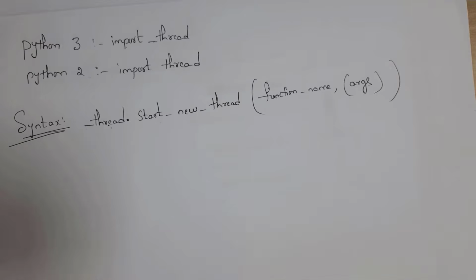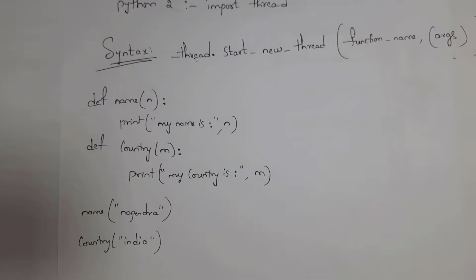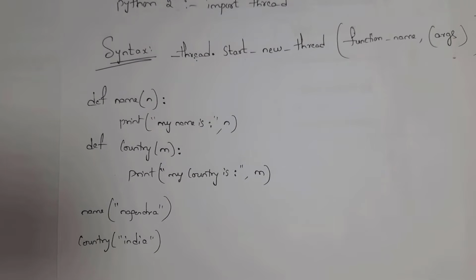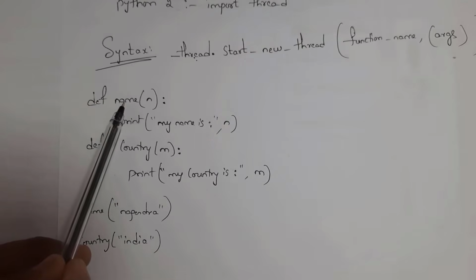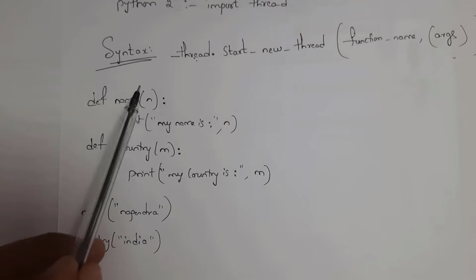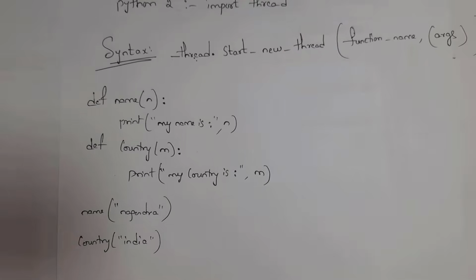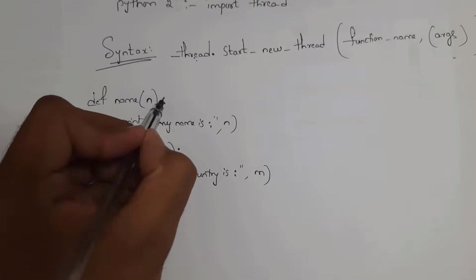I'll give one example so that you can clearly understand the use of this _thread module. Normally we will execute a program like this. I want to execute two functions. One function name is name and another function name is country. As we know, we create a function by using the keyword def. So at first I wrote def name, which is the function name. Inside brackets I wrote n, where n is a parameter. So take n and give a colon.